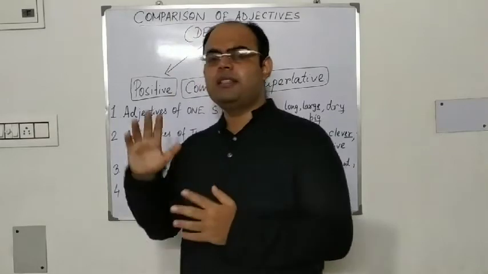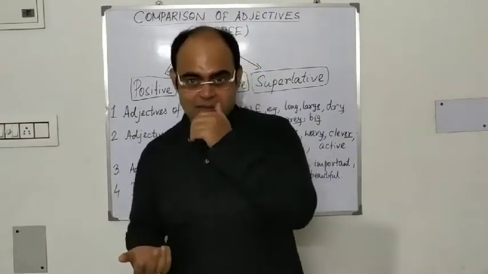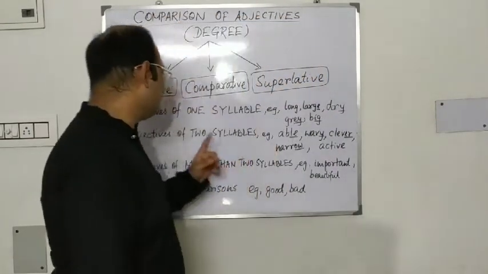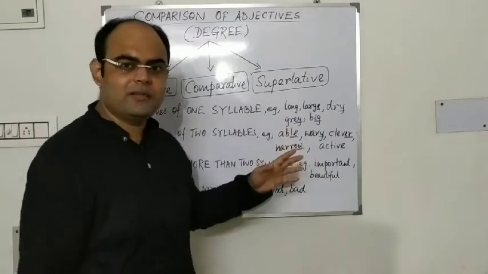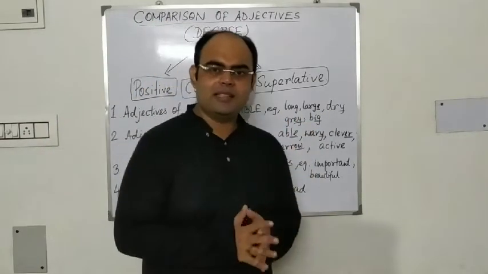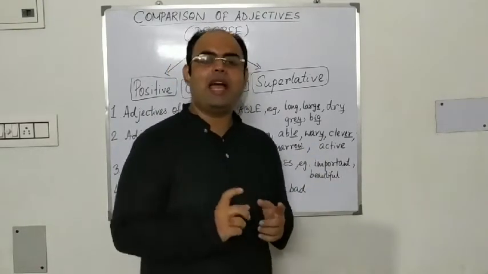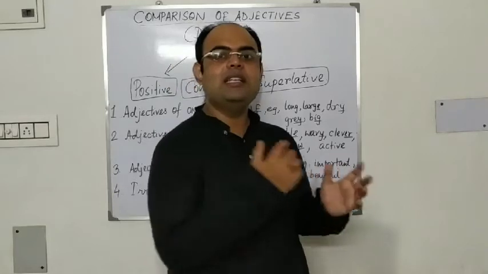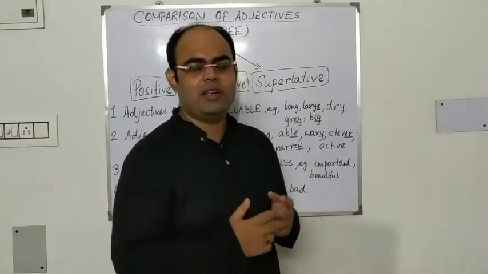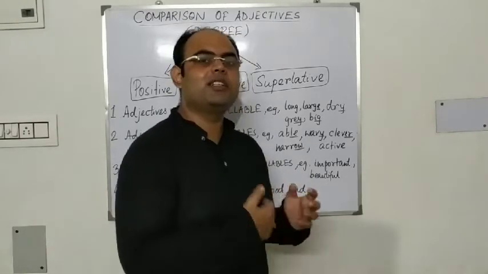Now, this degree of adjectives also depends on syllables. How many syllables are there? Now let's start. The first one is adjectives with one syllable. I have given some examples: long, large, dry, grey, big. In this case, there is a rule. The first rule is to add ER or EST after that. When we add ER, the positive degree of adjective changes to comparative degree, and when we add EST, it changes to superlative degree.